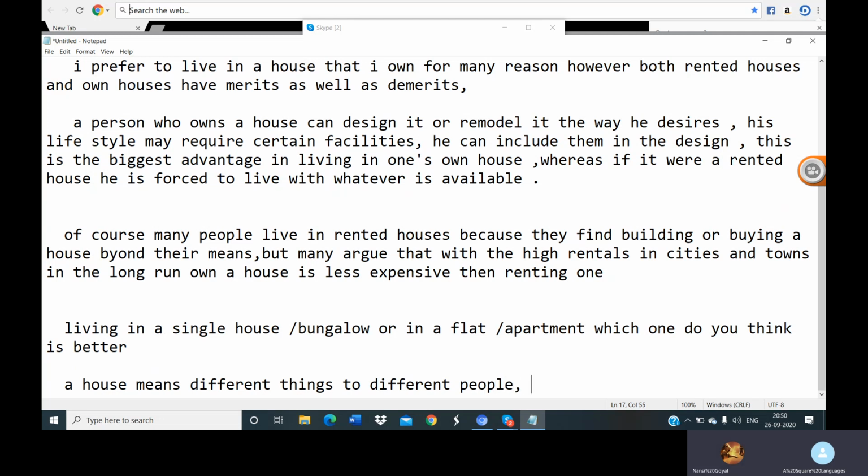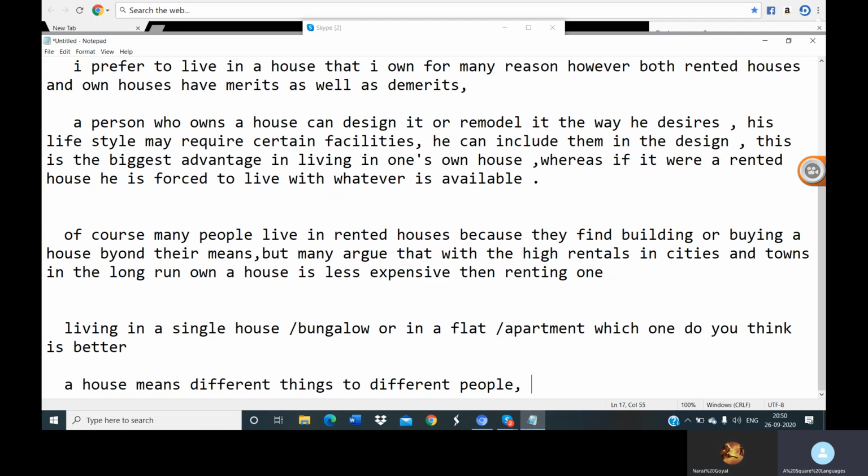Something like what I would say, we have to be very tricky. We have to use our tricks in order to answer their questions, right, sir? Yes. So a house means different things to different people.